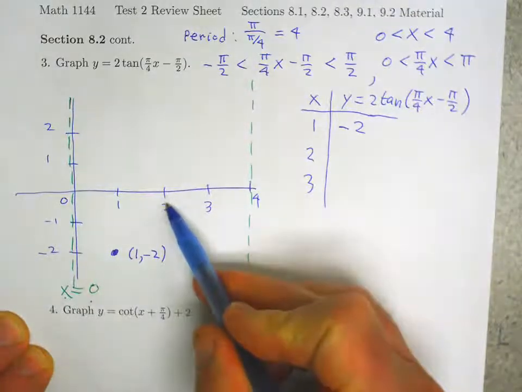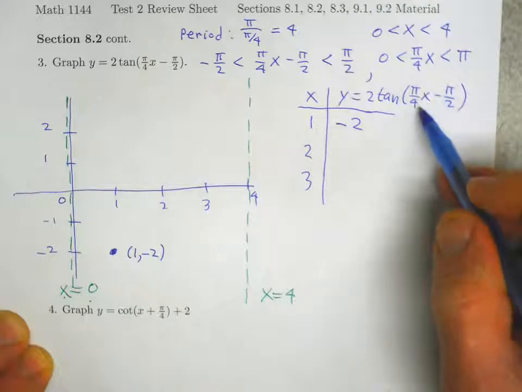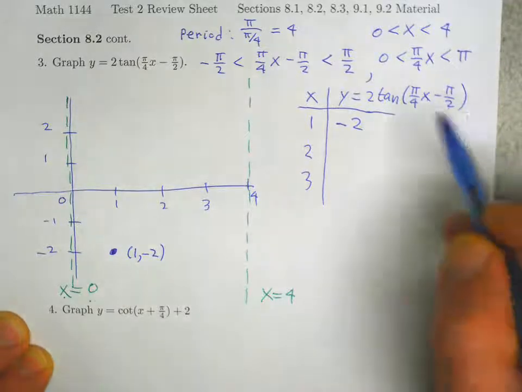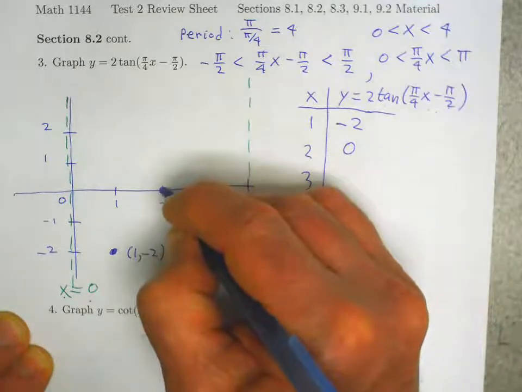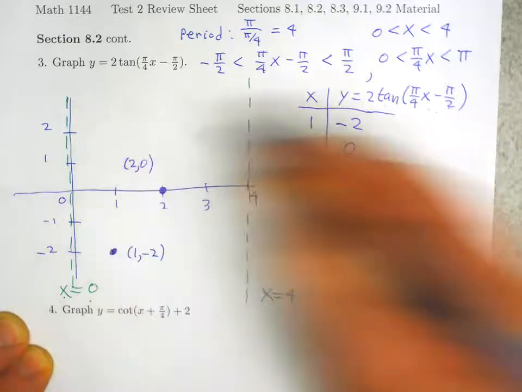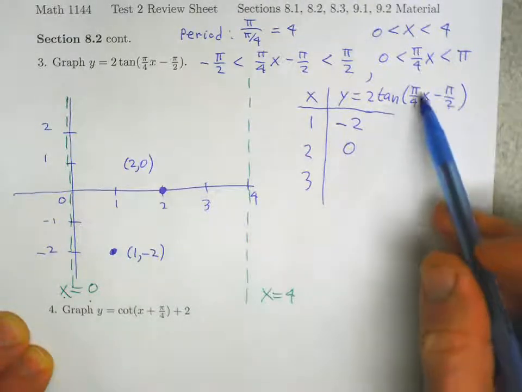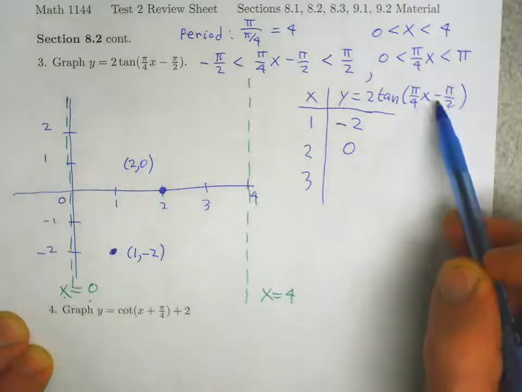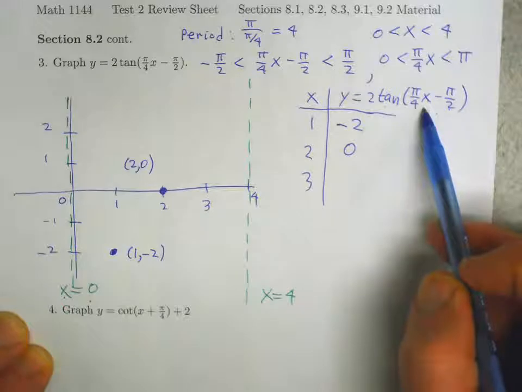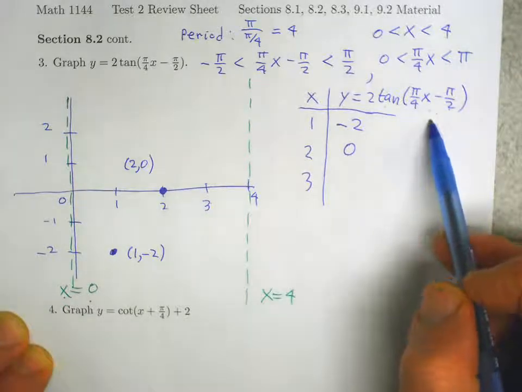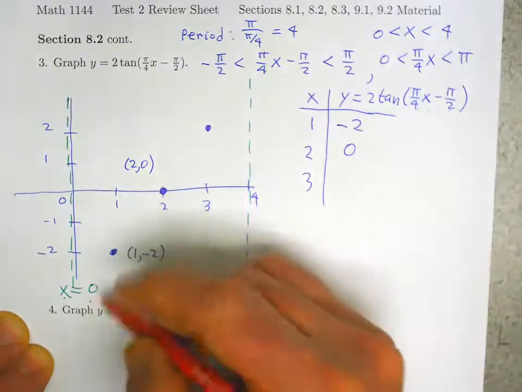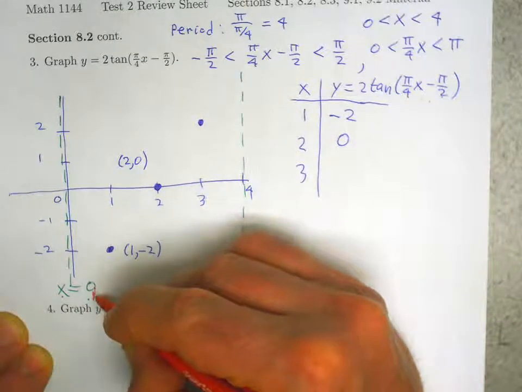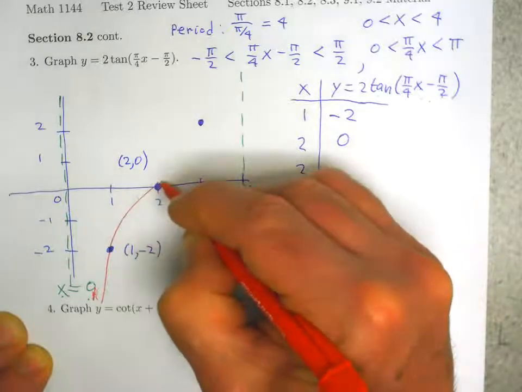And then when x is 2, pi over 4 times 2 is pi over 2. Pi over 2 minus pi over 2 is 0. Tangent of 0 is 0. 2 times 0 is 0. So 2, 0 is a point on the graph. When x is 3, pi over 4 times 3, 3 pi over 4 minus pi over 2 is pi over 4. The tangent of pi over 4 is 1. 2 times 1 is 2. So we get this point. The graph has curvature to it, so it will look something like this.